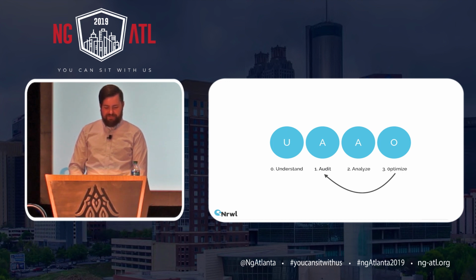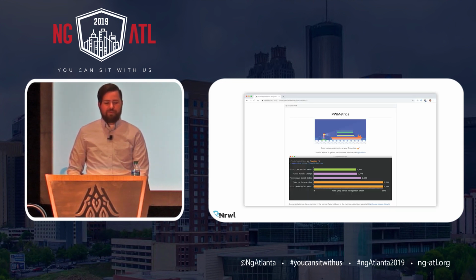So to reiterate, we want to understand what the problem is and how we think we can go about fixing it. We want to audit and get some baseline metrics of where we're at and where we want to go. Analyze and understand what's impacting the performance we care about. And then we want to optimize and iterate and keep auditing and repeat that cycle.